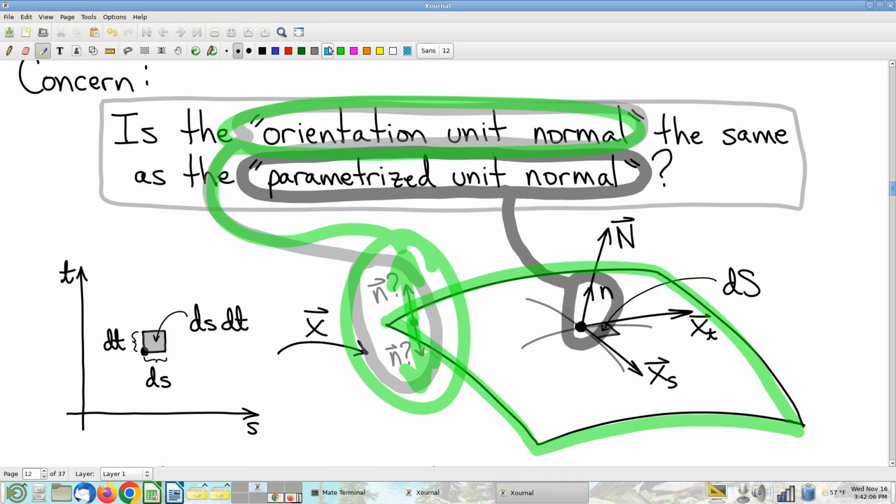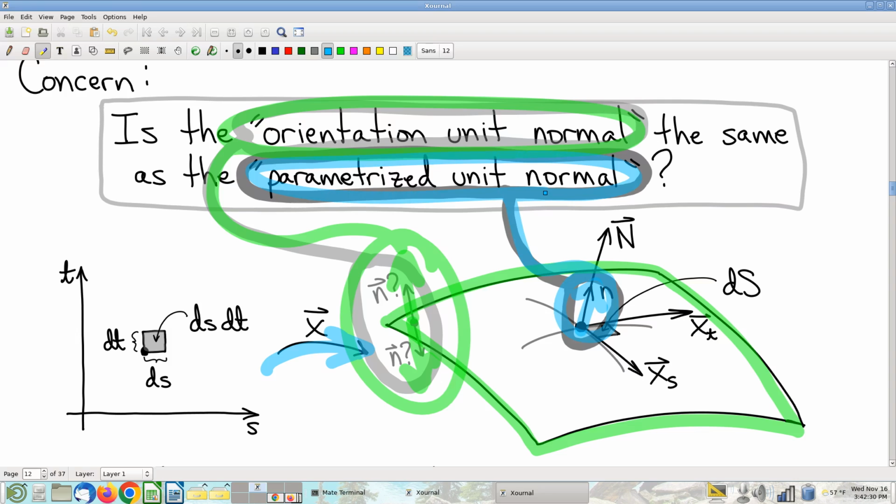When you do a parameterization, the parameterization itself tells you what its partials are going to be, which tells you what the cross product is going to be, which then tells you effectively what your parametrized unit normal will be. That comes directly out of the parameterization. So let's take stock here.